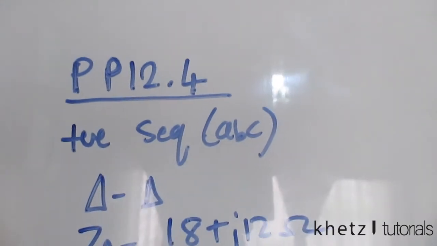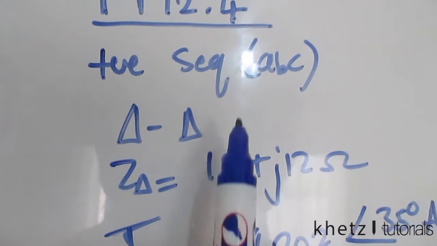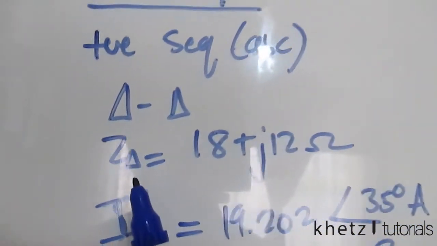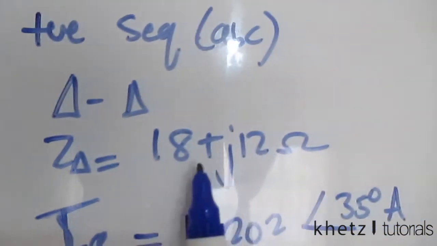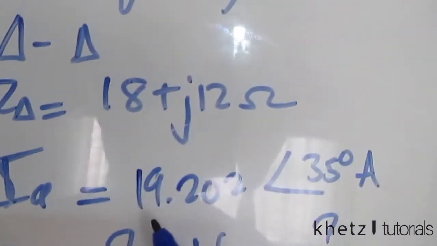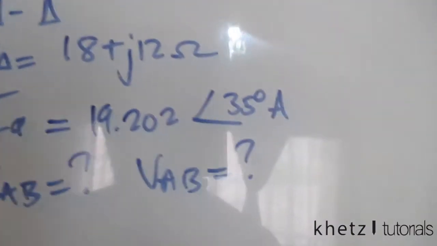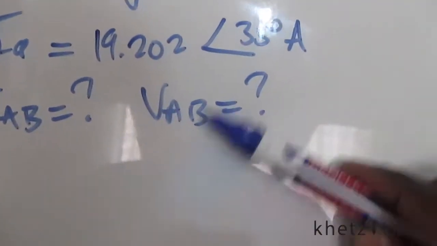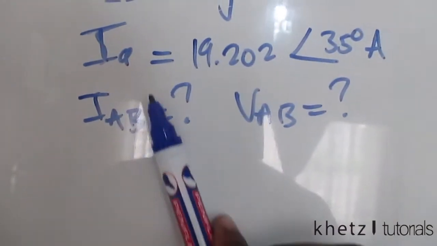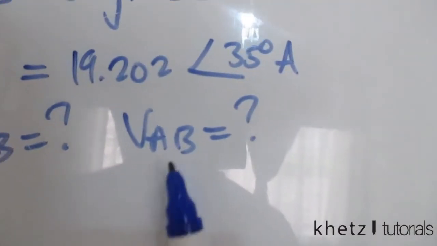We're given a positive sequence and our connection is a delta, and the impedance per phase is 18 plus j12 ohms, and we're given a line current of 19.2∠0. So what we know for a delta-delta connection is that we have to find the phase current IAB as well as the phase voltage VAB.